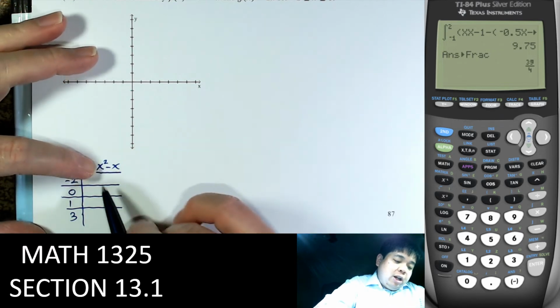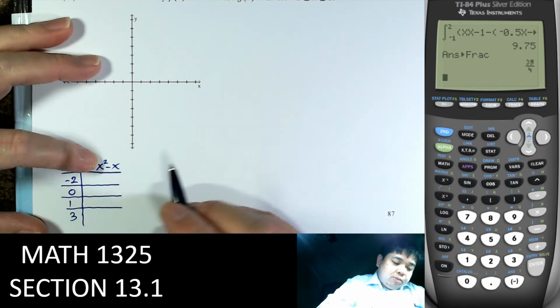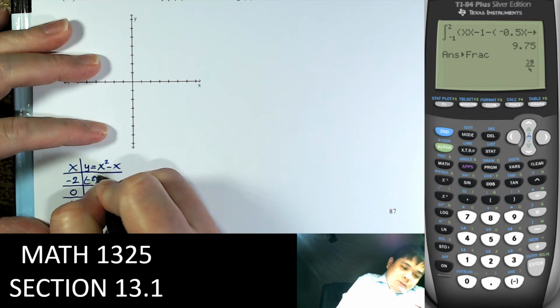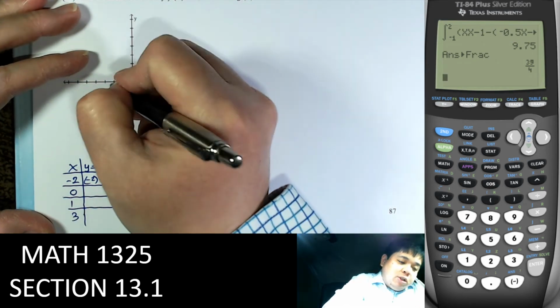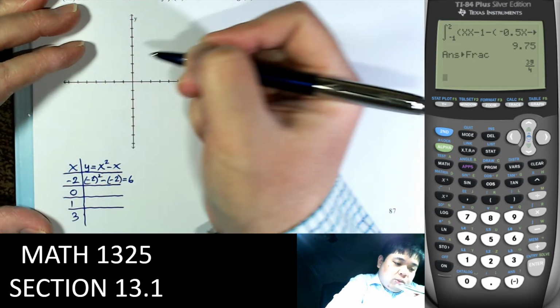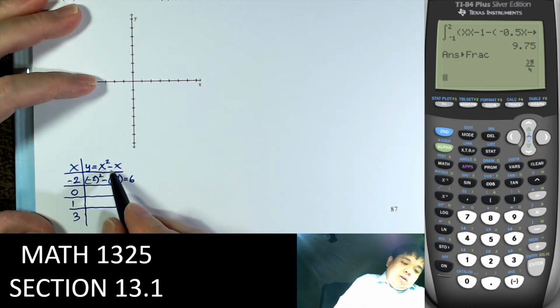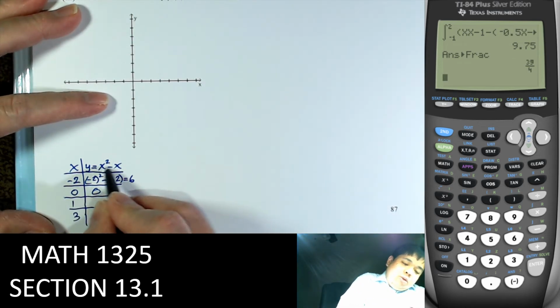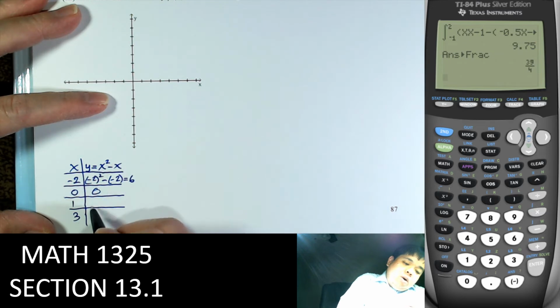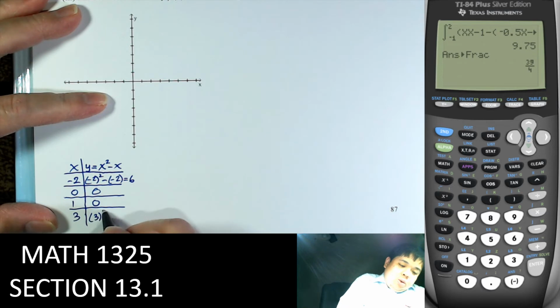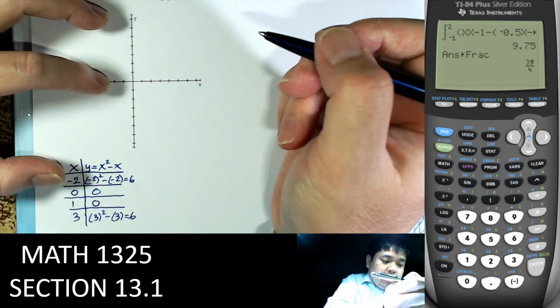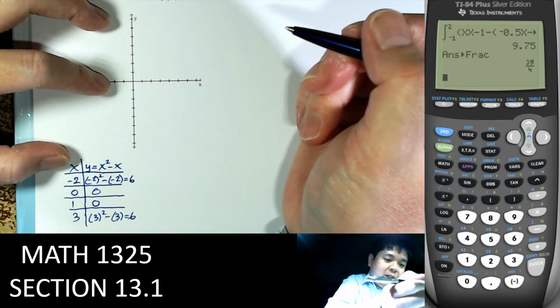Put -2 in here: -2 squared is 4, minus -2, so that is 6. Let's see how to go. First put in 0, we have 0. Put in 1, 1 minus 1, so that also is 0. And put in 3, 3 squared minus 3, so that also is 6.